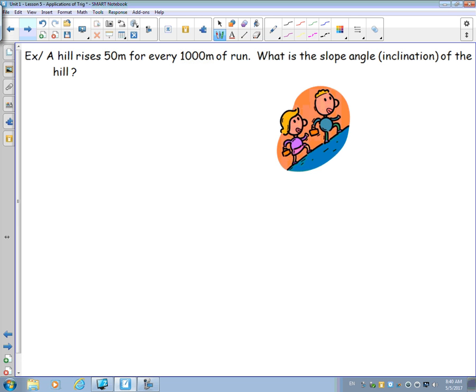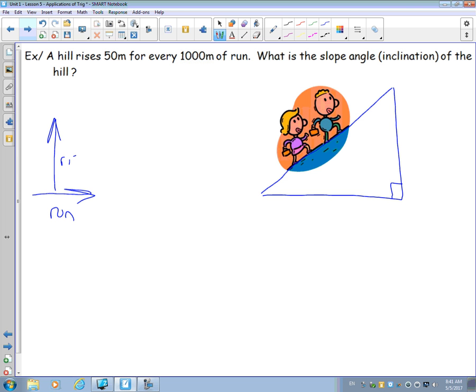A hill rises 50 meters for every 1,000 meters of run. What is the slope angle or the inclination of the hill? So if we think of these people going up the hill right here, we can turn that into a right triangle. And we know that rise and run in grade 9, okay, rise is your up and down, and run is your left and right. We'll talk about slope in grade 9. My 1,000 meters of run goes on the horizontal, my 50 meters of rise goes on the vertical. And my slope angle, or inclination, would be how much I have to go up.